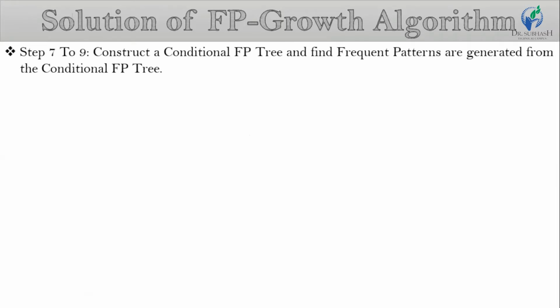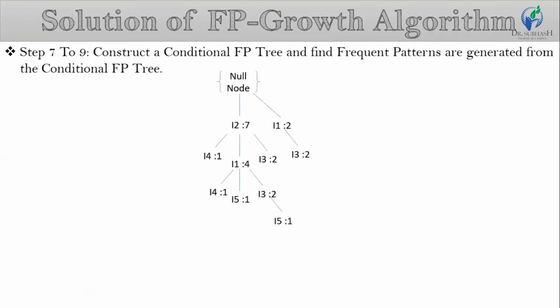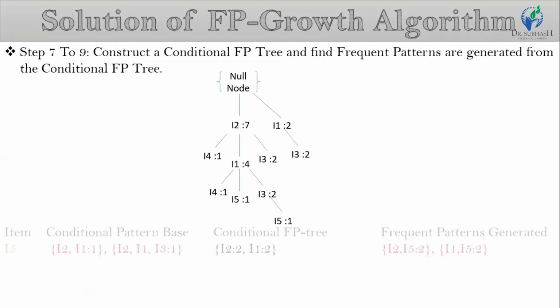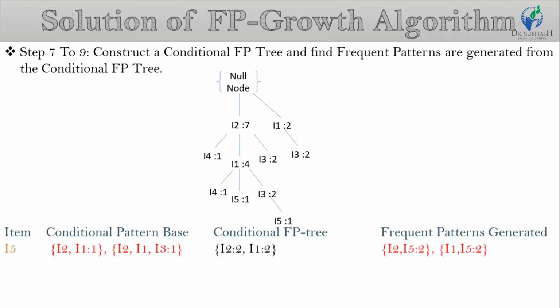Now I explain steps 7 to 9: constructing a conditional FP tree, and finding and generating frequent patterns from the conditional FP tree. Now see the final FP tree which includes all the transactions. So we first consider the I5 item, which is the last item rather than the first.